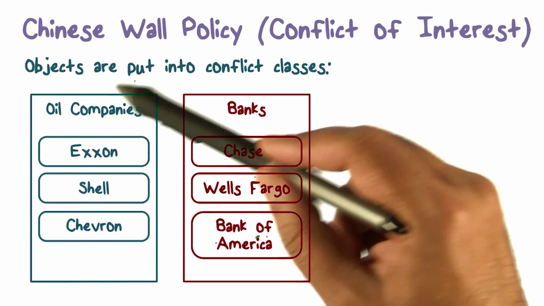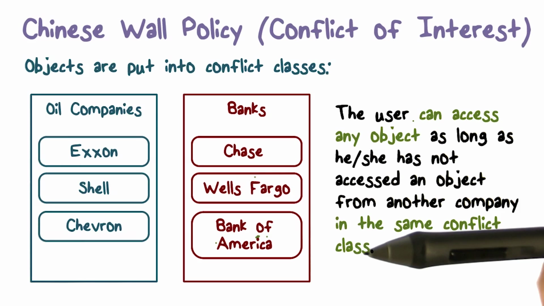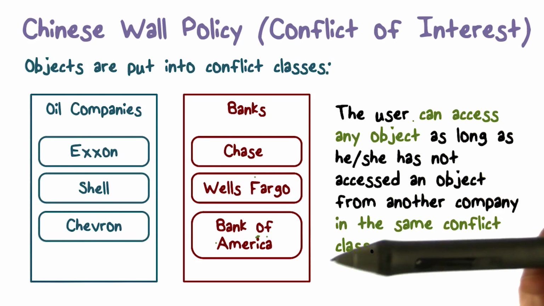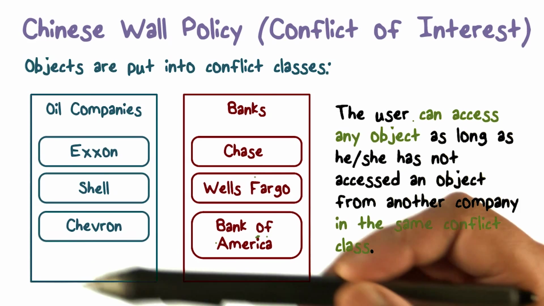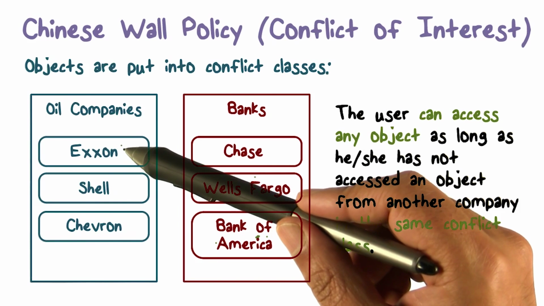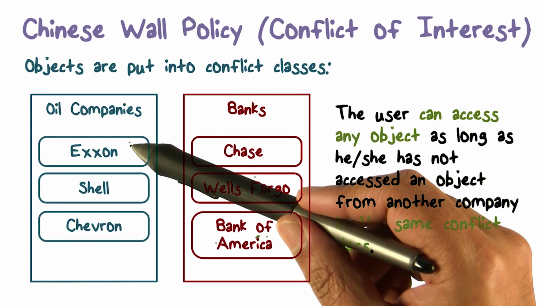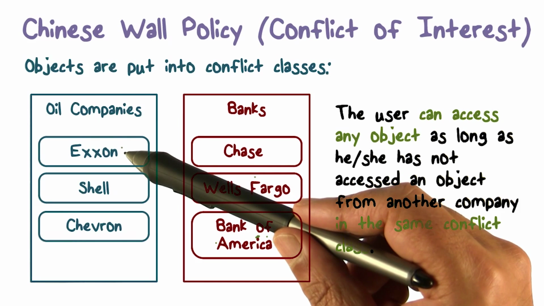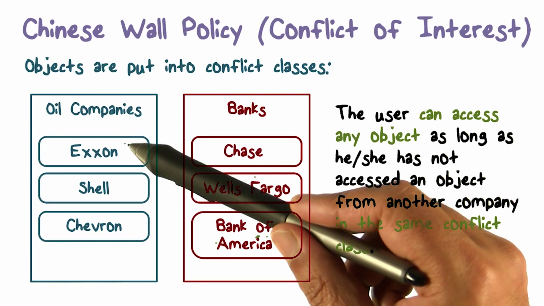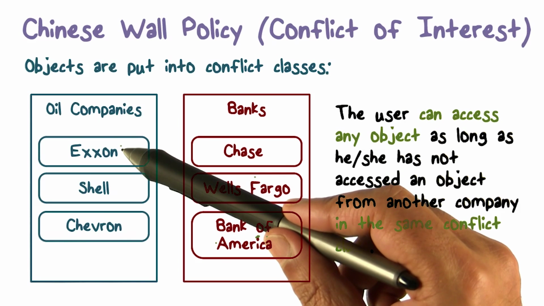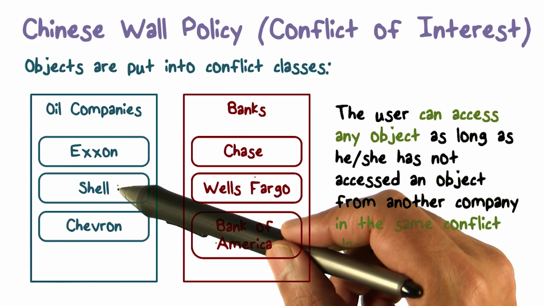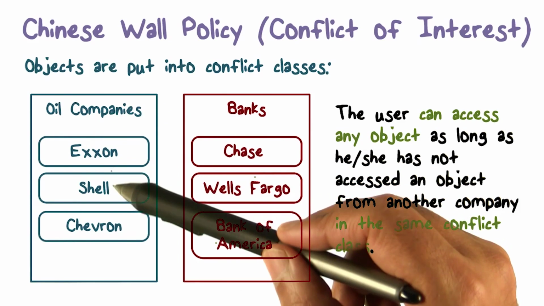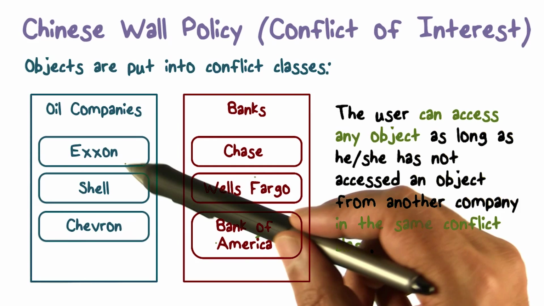Okay, so the Chinese wall policy basically says a user can access any object as long as he or she has not accessed an object from another company in the same conflict class. So let's say user Alice accesses Exxon, a document pertaining to Exxon. She can, because so far she has accessed nothing, so there's no conflict that we can see. As soon as she accesses a document from Exxon, she cannot access anything in the other companies that are in the same conflict class. So she can't access something that belongs to Shell or Chevron.